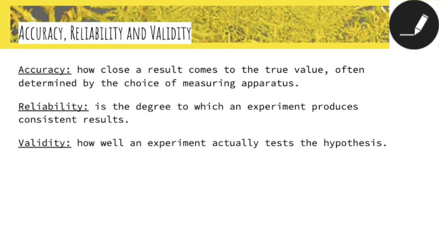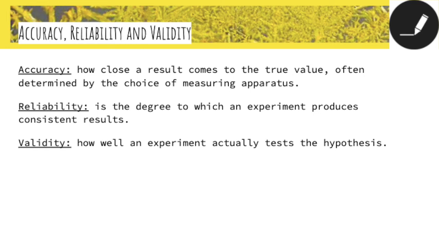Now, a good way to remember this is validity is all about variables. Okay, so they both start with V. And we need to control the variables so that we know that any result we see is as a result of the independent variable, and so we know we have tested the hypothesis. Reliability is about repeatability. They both start with R. And the more times we repeat it, we should see that the results are consistent.